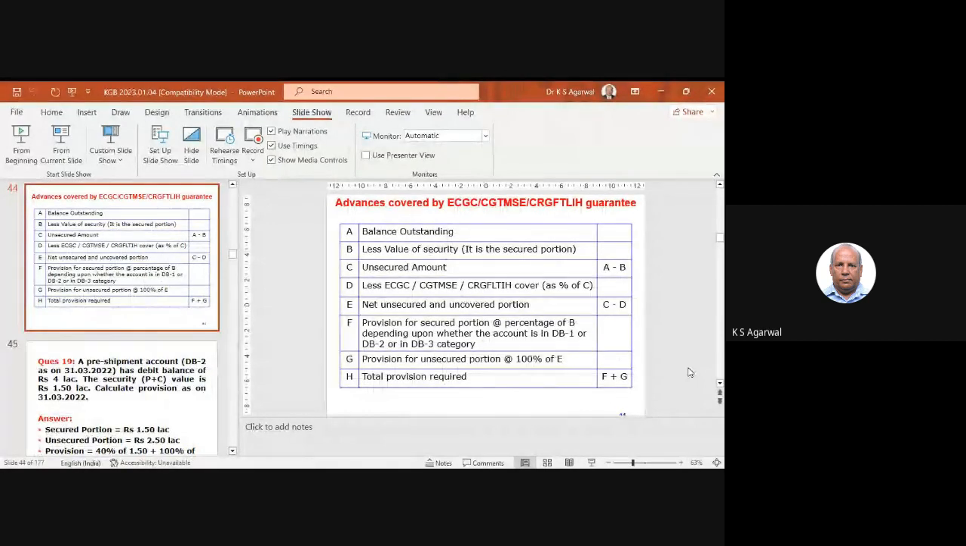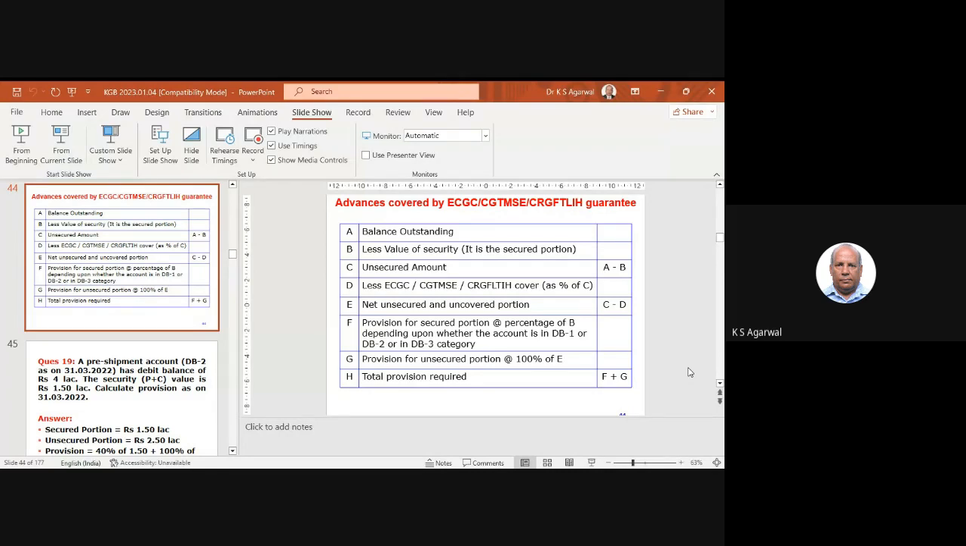Now, if advances are covered by some guarantee, ECGC, CGT, MSE, and this CRG, FT, LIH, home loan, it is applicable for home loan. So how is the provision to be calculated? You are most likely to get a question on this, some advance which is covered by CGT, MSE cover.